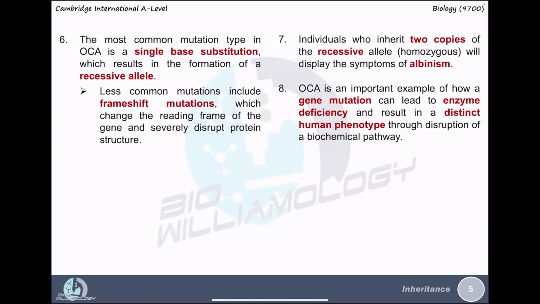So now let us recall. Due to the gene mutation or single base substitution, the enzyme tyrosinase cannot be produced, or the enzyme might be defective. And due to this, a distinct human phenotype is formed, which is very fair skin as well as white hair and so on.